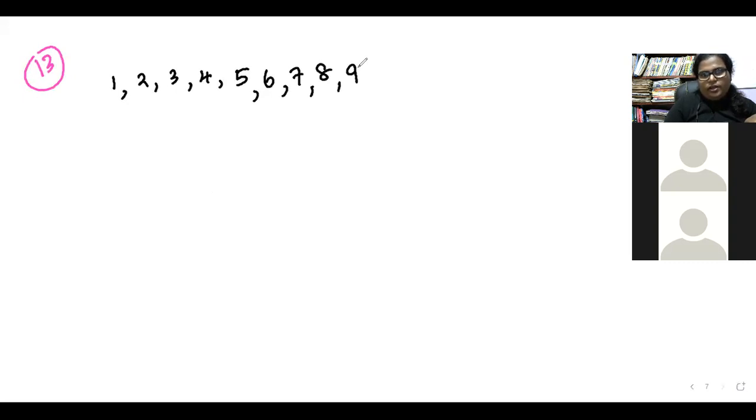Okay, so in our 13th question, it is asking how many three-digit numbers can be formed by using 1, 2, 3, 4, 5, 6, 7, 8, and 9. Here, how many objects are there? We have 9 objects here. අපිට ඉලක්කම් 9ක් තියෙනවා. The first part is asking how many three-digit numbers can be formed. That means our r is 3 here, r equals 3. That means we have 3 selections.